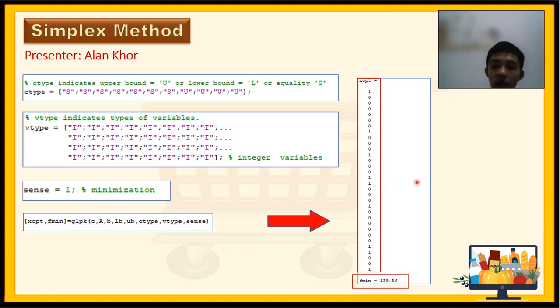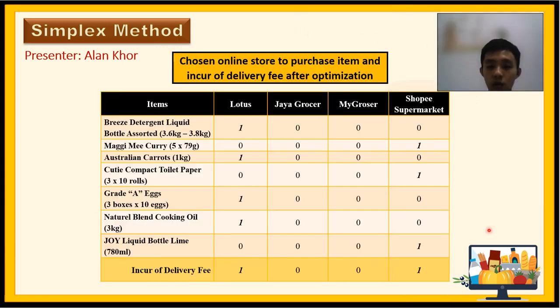We can observe in the outcome the value of each variable in XOPT after optimization, and the minimum of objective function is 139.56. This table contains the value of each variable in XOPT shown in the last slide. It shows the online store to be chosen to purchase the specified item after optimization. The value 1 indicates that the item is purchased in particular store, while value 0 means the opposite.